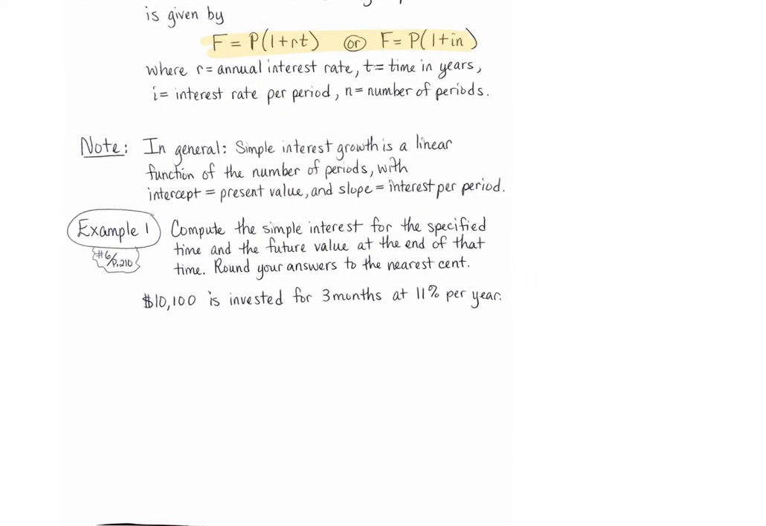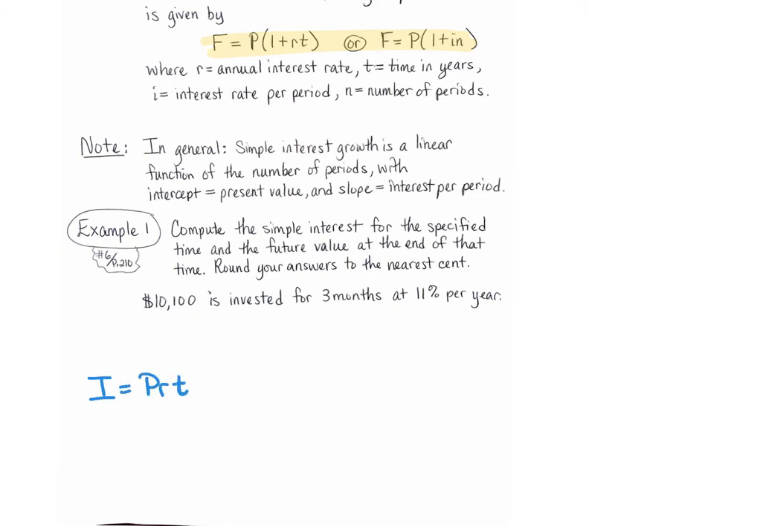Here, in example 1, we want to compute the simple interest for the specified time and the future value at the end of that time. Round your answers to the nearest cent. And feel free to pause the video throughout the example to do the calculations on your own, okay? So, we have $10,000 and $100 invested for 3 months at 11% per year. So let's remember that your simple interest formula is I equals P times RT.